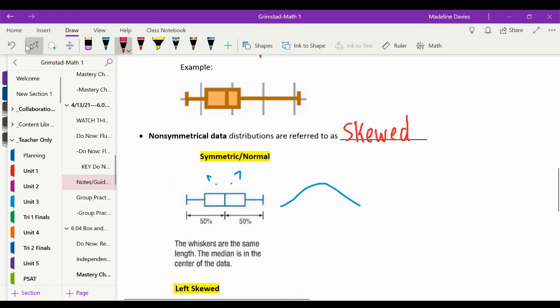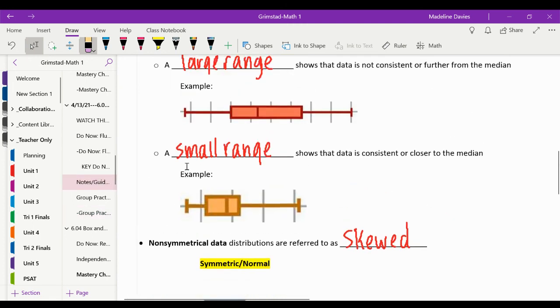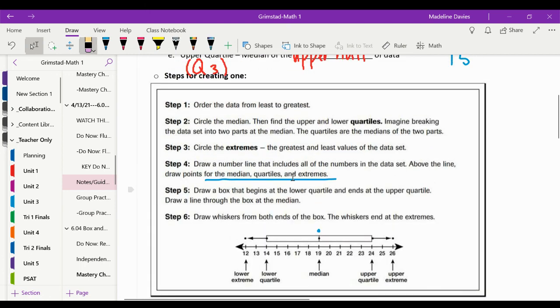All right. So you have now gone through all of the notes, and now I want you to go into the group practice and give all of that a try. So you're going to go through this, you're going to find the minimum, lower quartile, all of those pieces, and then you're going to answer some questions as you go. You guys can do this. Reach out to me if you have any questions.